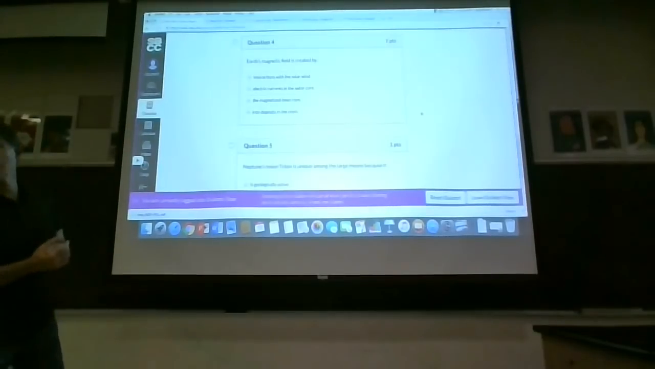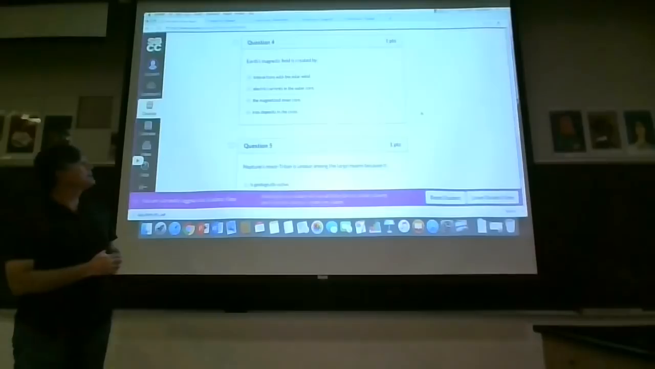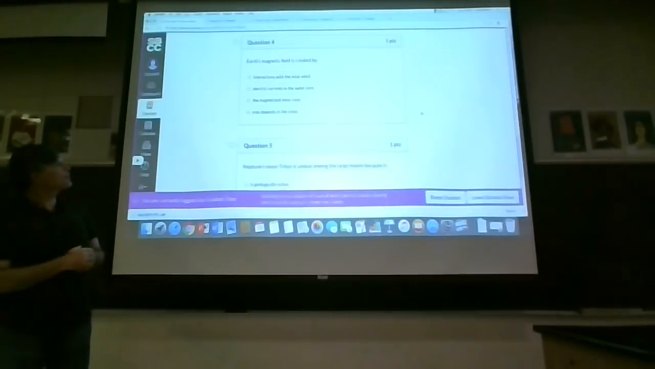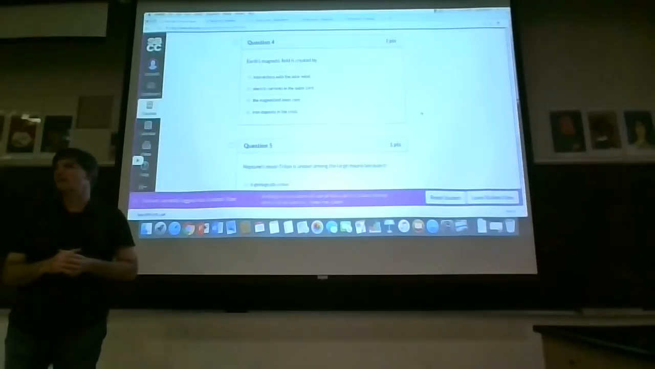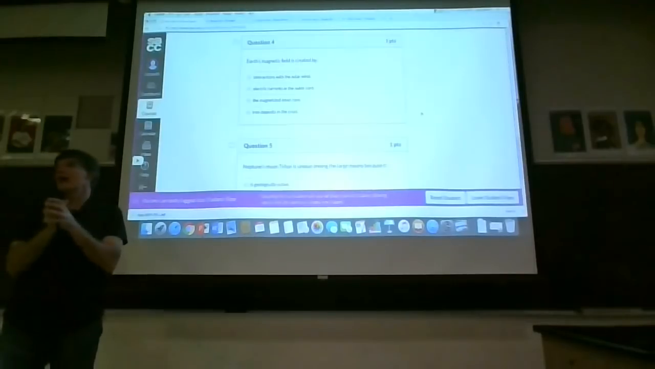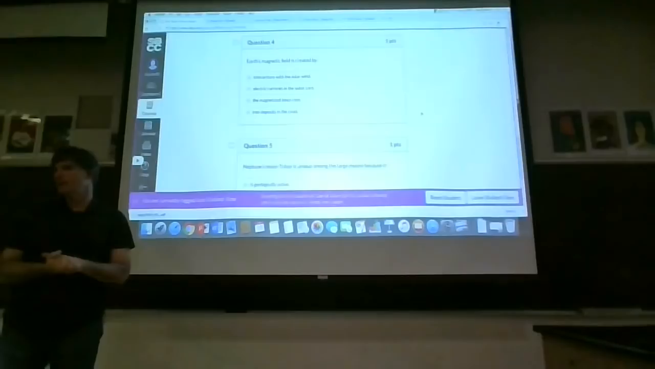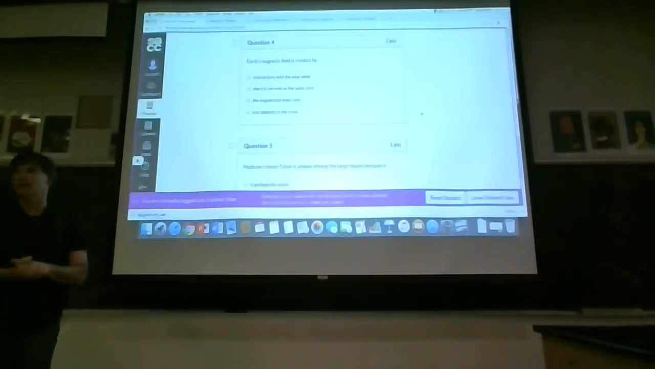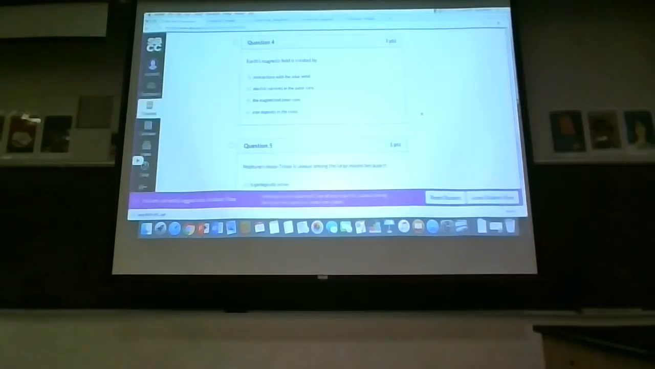Earth's magnetic field is created by interactions with the solar wind, electric currents in the outer core, the magnetized inner core, iron deposits in the crust, and the right answer is the dynamo effect, right. The outer core, which is not solid, is made of molten metal, and can conduct electricity. So the outer core is where the magnetic field is being generated by the dynamo effect. So electric currents in the outer core, right?